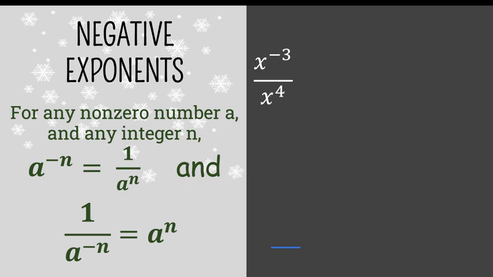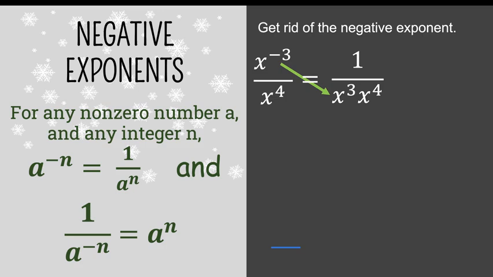So currently we have x to the negative 3 divided by x to the power 4. Now we can do this with our division rules and just go ahead and say negative 3 minus 4 is x to the negative 7, which will end up in the denominator. But to get rid of the negative exponent, I'm going to push that x to the negative 3 to the denominator. Then in the denominator, I have x to the power of 3 times x to the power of 4. When we're multiplying and we have the same base, we're going to add the exponents. So this becomes 1 over x to the 7th.